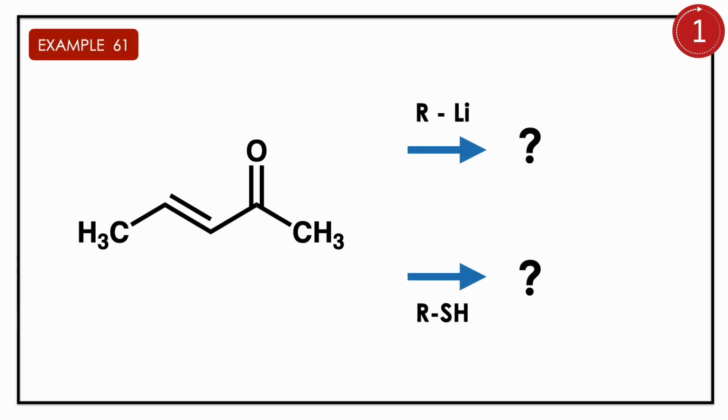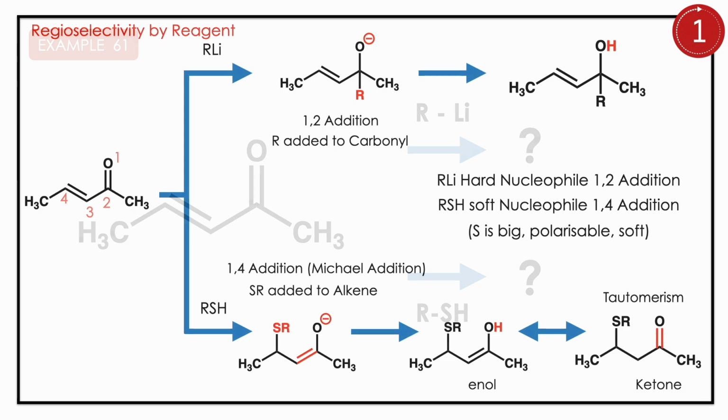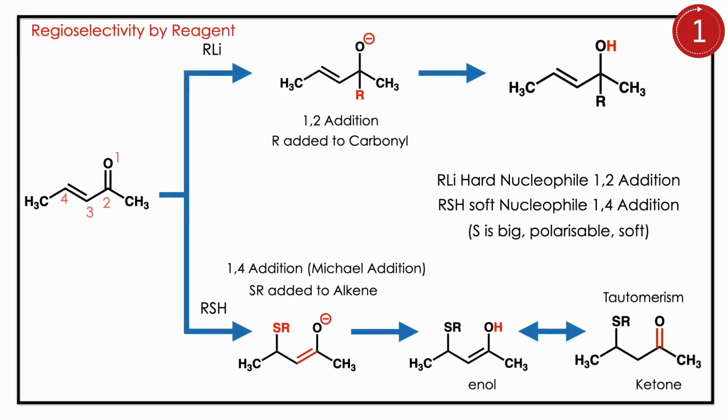Then the next example, you have a conjugated ketone reacting with two different reagents, alkyl lithium and thiol. You should find what will be the final product. Here the regioselectivity is determined by the reagent condition. It's the same hard and soft nucleophile problem. Alkyl lithium provides the hard nucleophile, thiol provides the soft nucleophile because sulfur is big, polarizable and soft. So a soft nucleophile undergoes 1,4 addition, a hard nucleophile undergoes 1,2 addition.